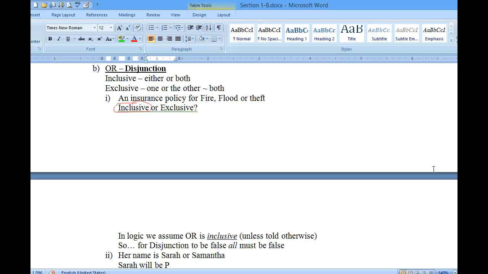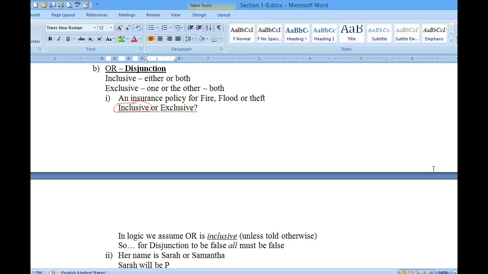This is a disjunction. There are two different types of or, the inclusive or the exclusive. An inclusive is either or both. So you can have one or the other or both and it's good. Exclusive means it's one or the other, but it can't be both of them.